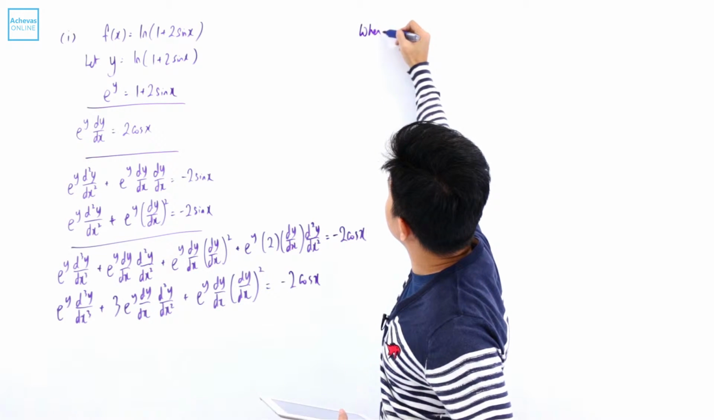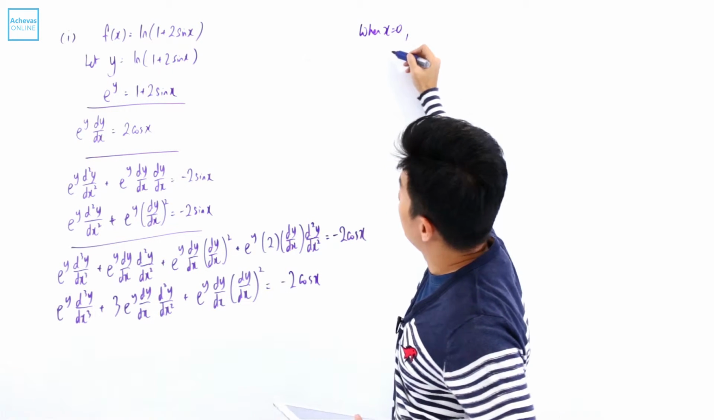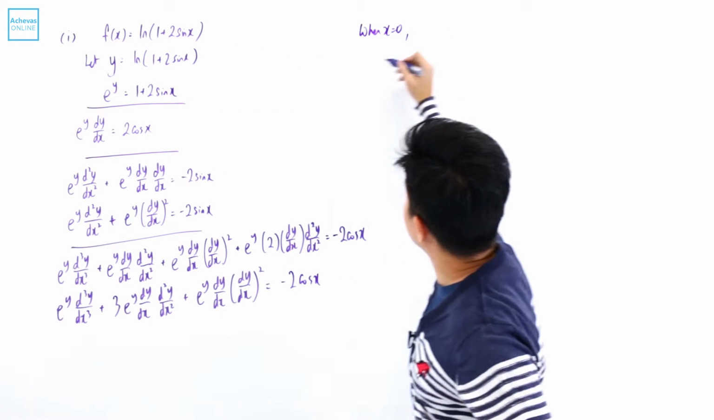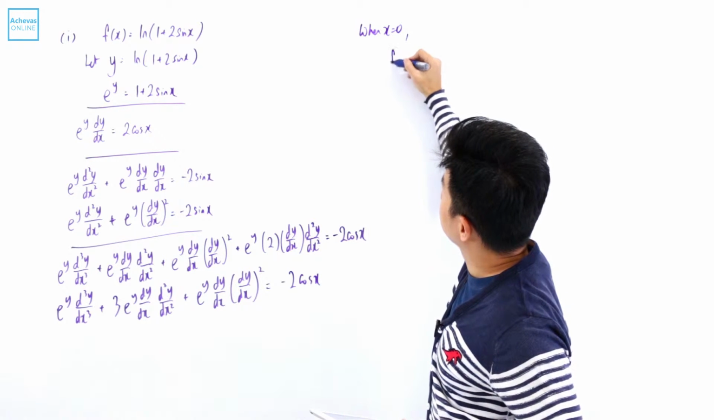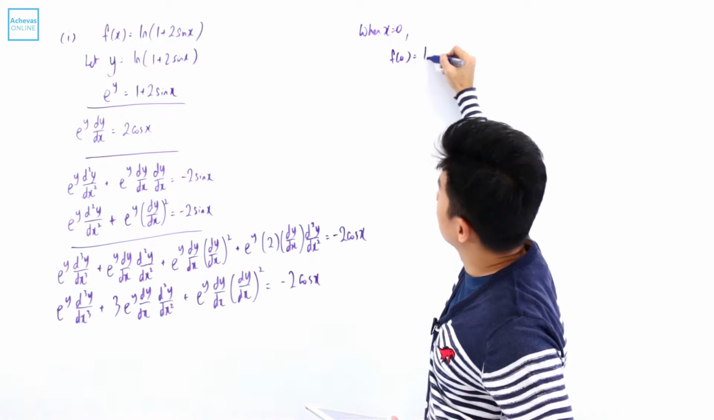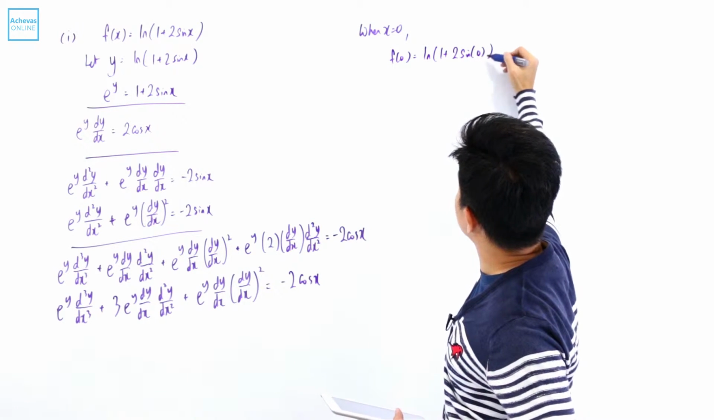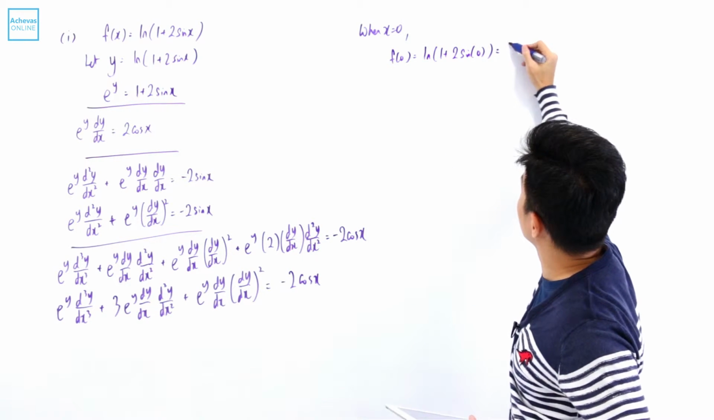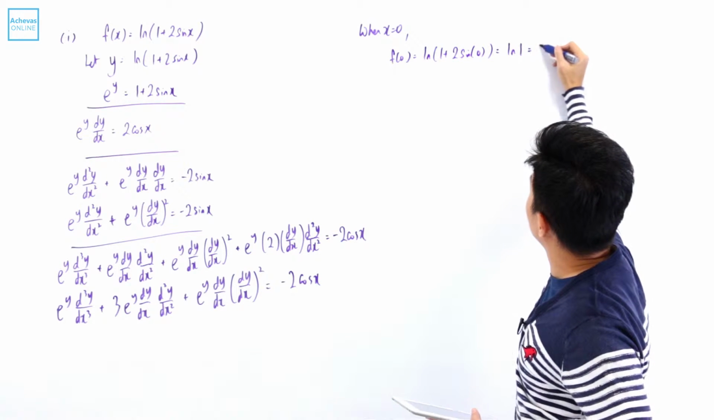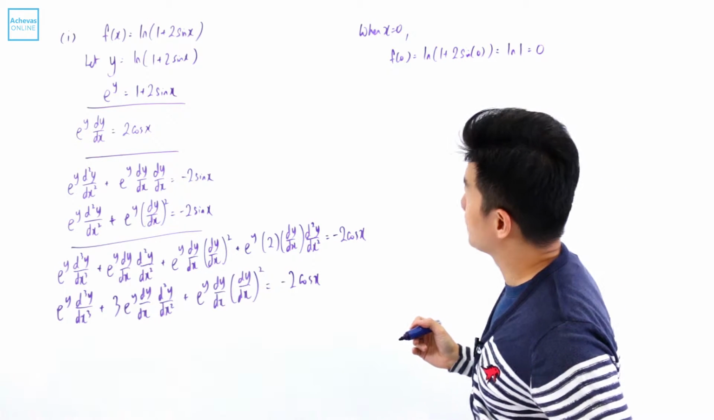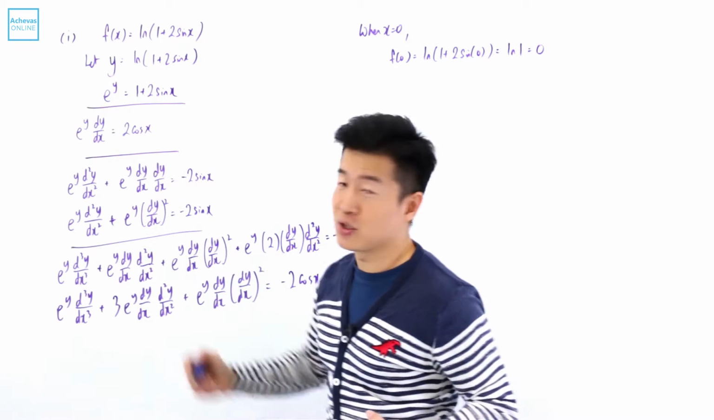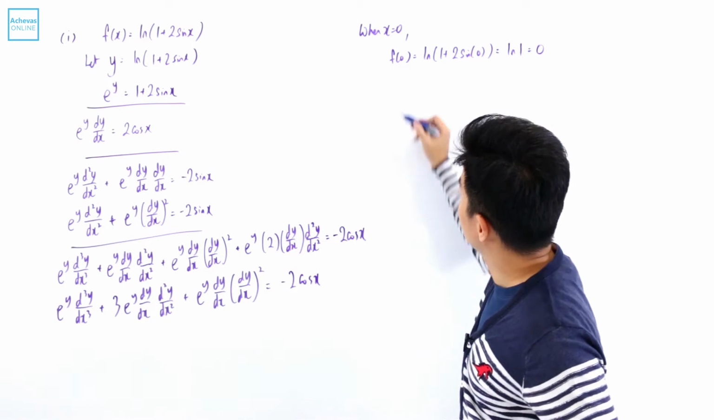So when x is equal to 0, I'm going to try to find f(0), which is going to be ln of 1 plus 2 sine of 0. Sine of 0 is 0, so this is going to be ln 1, and ln 1 is 0. Next, I'm going to make use of this to find f'(0).